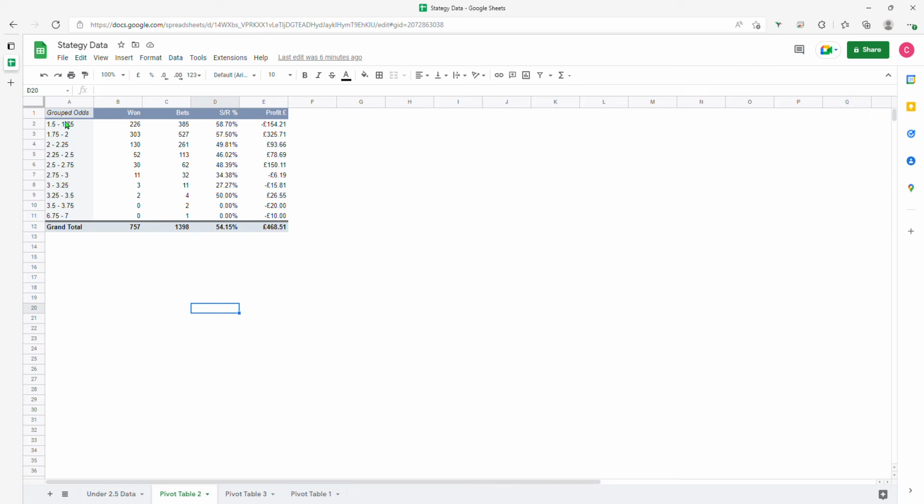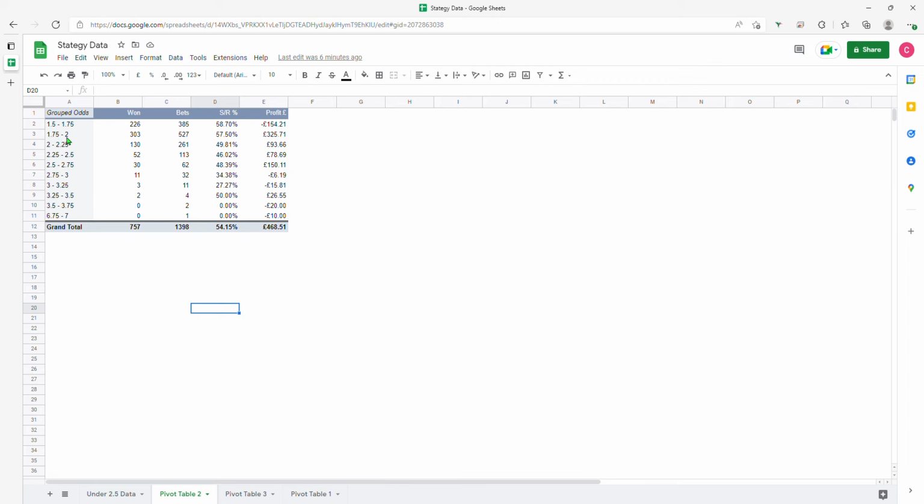So this pivot table here, I'm grouping everything by odds. So you can see that between odds 1.5 and 1.75, we've won 226 out of 385. And that means the strike rate's 58.7, which is basically the 226 divided by the 385 gives you 58%. So you've won just over half. You've won nearly 6 out of 10 matches bet on. You can see the profit there's minus £154.21 at those prices.